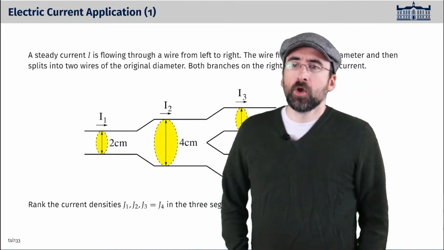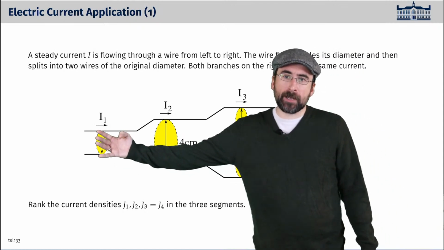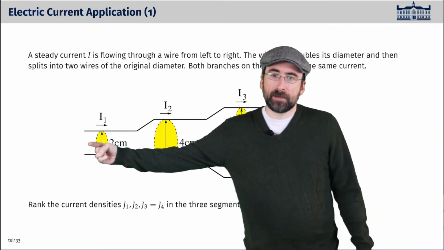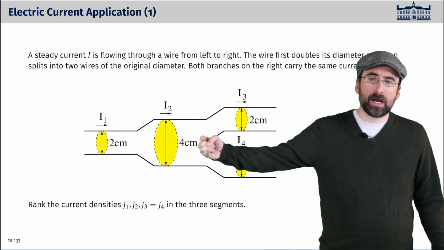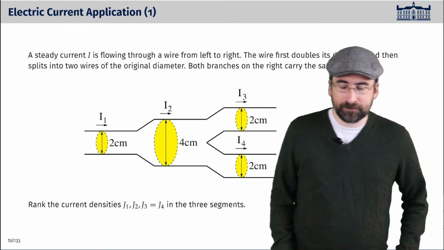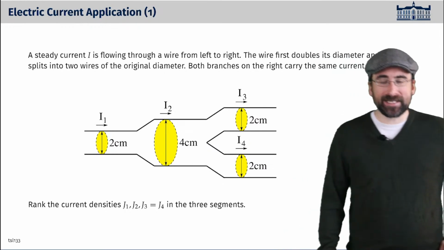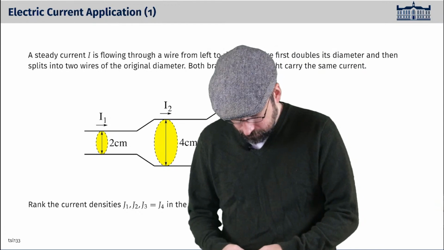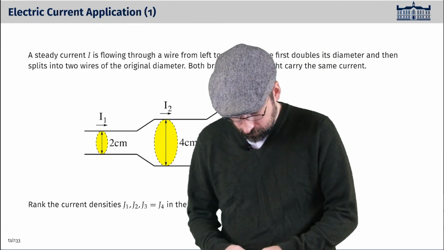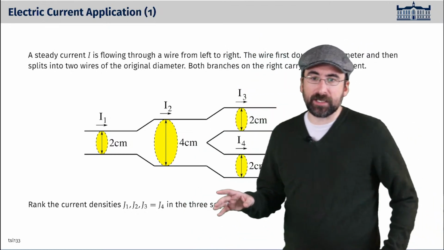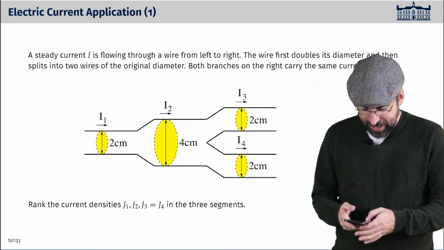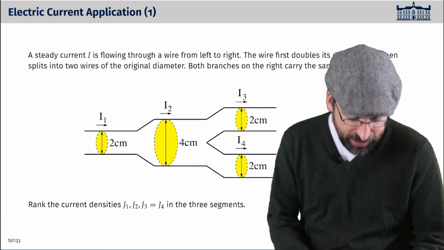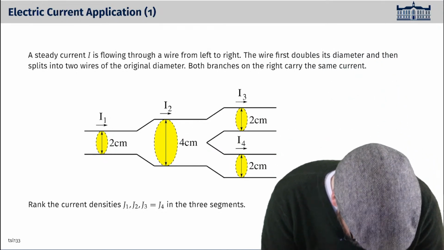Now here we have a steady current that is flowing from left to right. So the current comes here, the wire widens, and then the current splits down here. Now we want to rank the current densities in the 3 segments. We're going to get to the specific rules that cover how current behaves in future lectures. But for now, we can actually use our intuition to make some intuitive arguments for this.